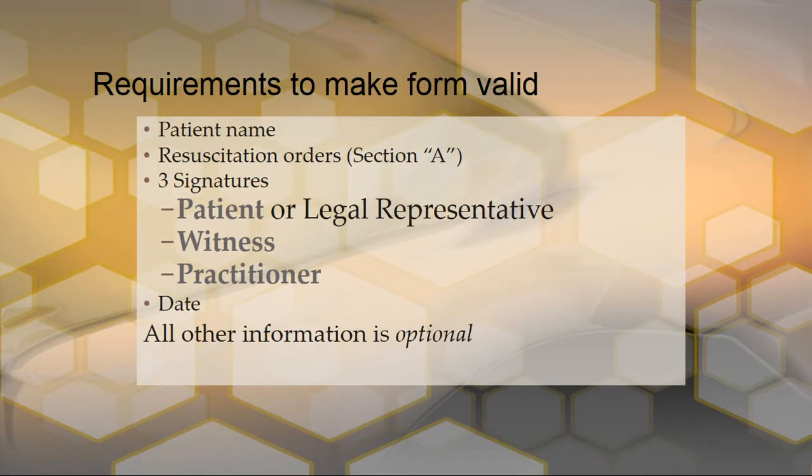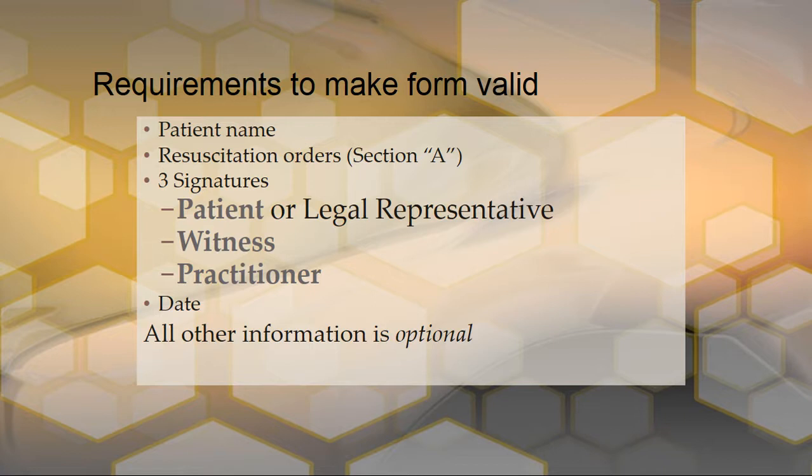So let's recap quickly to make the determinations for the requirements to make a POLST form or DNR form valid. We have to have the patient's name. We have to have resuscitation orders. So Section A has to be completed. There have to be 3 signatures: the patient or the patient's legal representative, a witness, and then the medical practitioner. In addition, we have to have the date. It's important to understand all other information is optional.